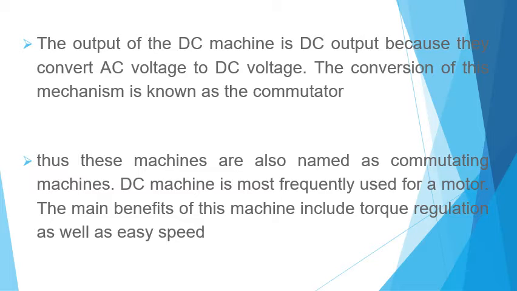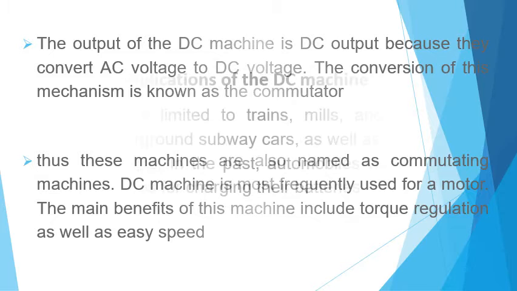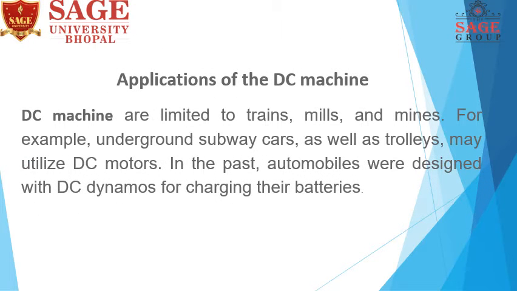If you talk about the DC commutating section, these machines are also named commutating machines. DC machines are most frequently used as motors, and the main benefits of this machine include large torque regulation as well as easy speed control. Applications of DC machines are in trains, mills and mines, for example underground subway cars as well as trolleys, and DC motors are used in automobiles and for charging their batteries.